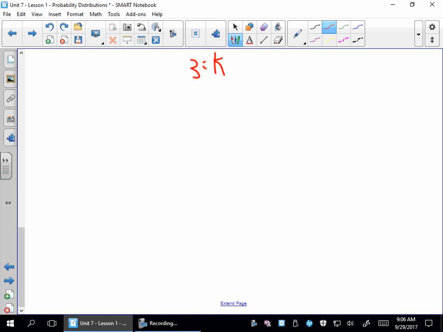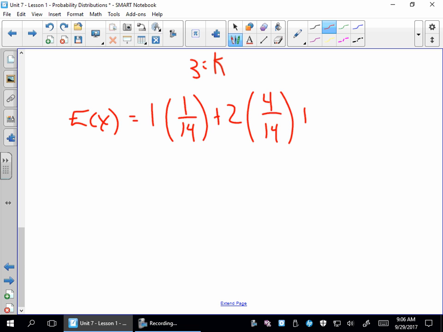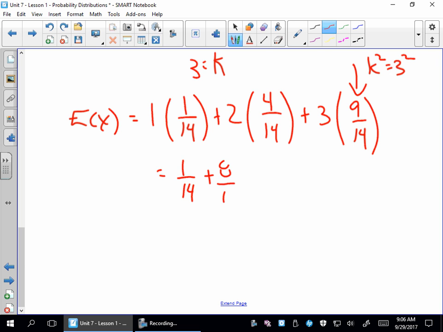So, expected value is the thing that could happen, which is 1, and the likelihood of it, 1/14. A 2 could happen, that was 4/14. And a 3 could happen, and that was k squared, which we know now is 9, since k is 3, so 9/14. So if we do this, we'll get 1/14 plus 8/14 plus 27/14, which comes out to 36/14.